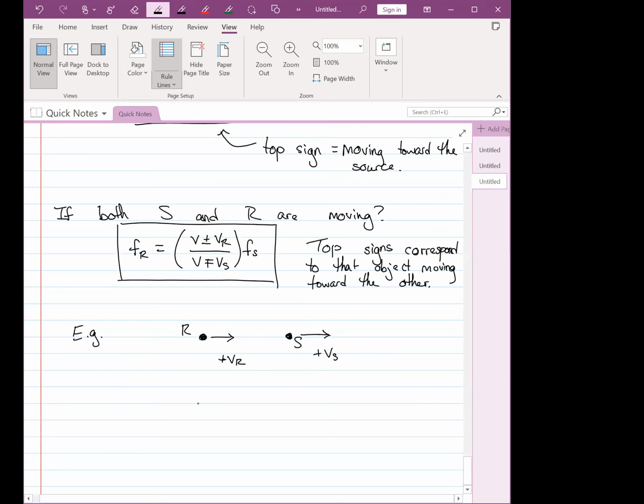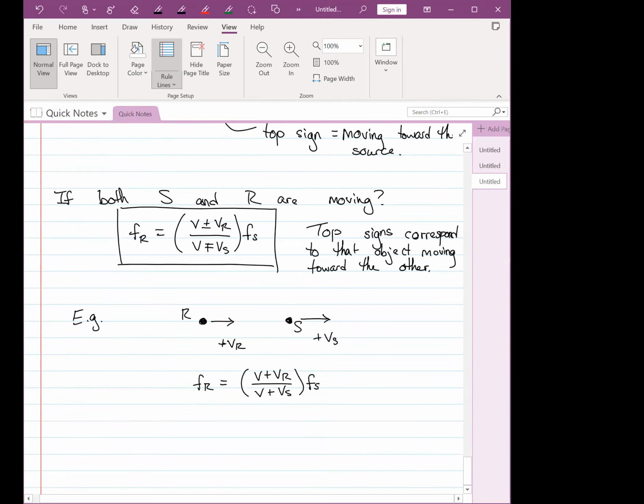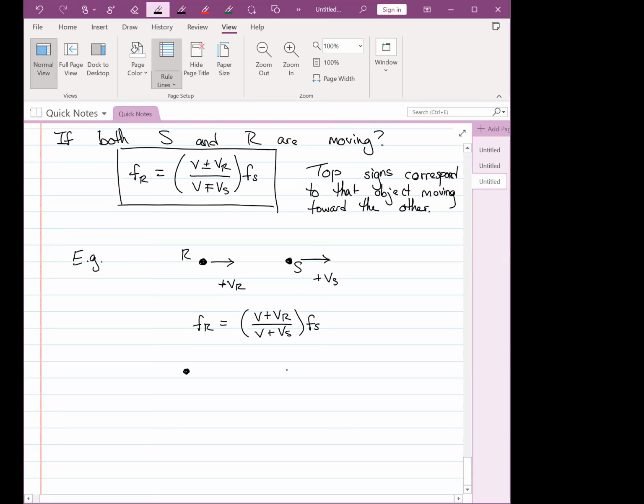So we would get in this case that f sub r is equal to v plus v sub r divided by v plus v sub s, times f sub s. On the other hand, if they were both moving towards each other, like this, say, then we choose the top sign in both cases. So we choose the top sign for the receiver, so it's plus v sub r. We choose the top sign for the source, which is minus v sub s. And so the frequency of the receiver would be v plus v sub r divided by v minus v sub s, times the frequency of the source. That's how you do this.